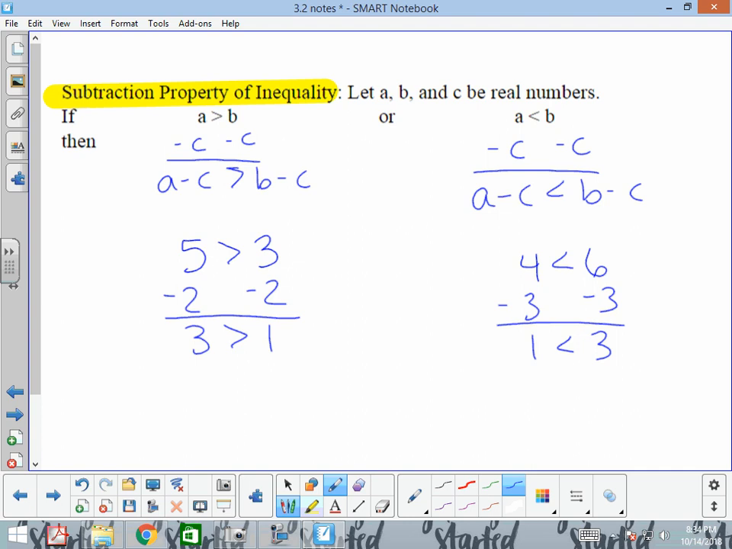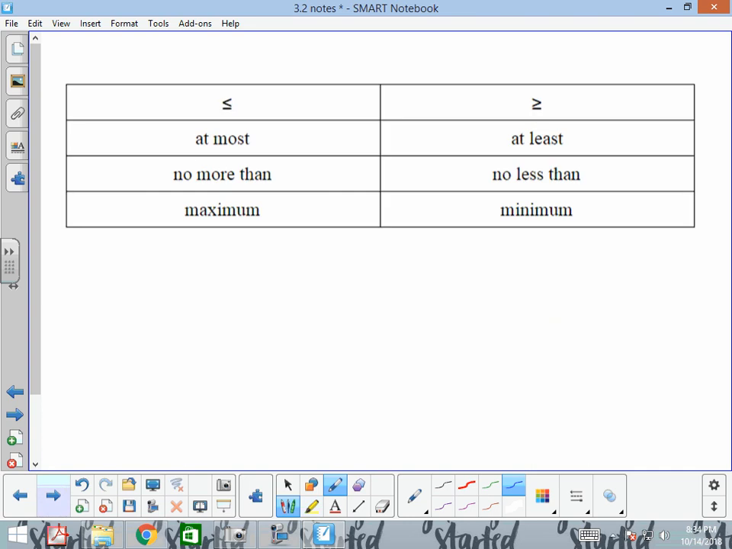All right, now at the bottom, I'm just reviewing a little bit on less than or equal to. This one's less than or equal to. The words at most, no more than, and maximum are words for less than or equal to. Greater than or equal to is at least, no less than, and minimum.